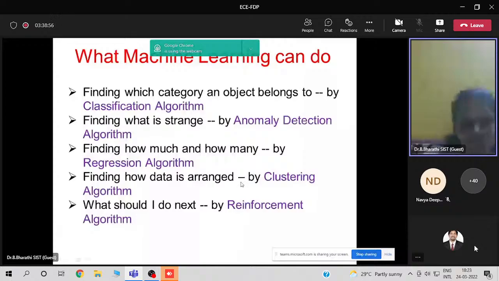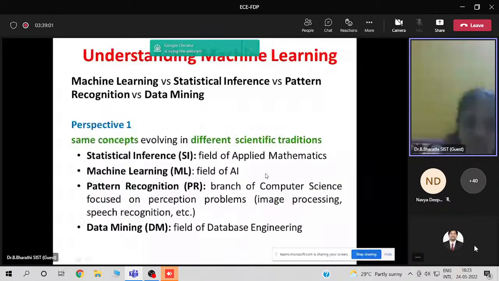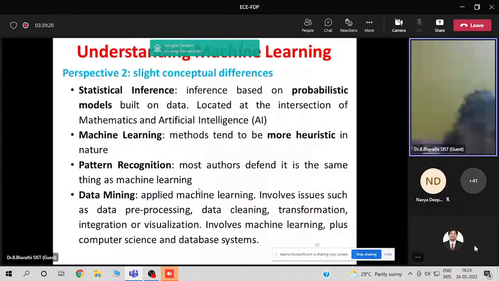There are 2 different perspectives of machine learning. One, people say that all these terms we spoke of so far are completely different. Statistical inference is different, machine learning is different, pattern recognition is different, and data mining is different, because they have applications in different fields and on different types of data. But there is another perspective where people say that all of them are almost one and the same.